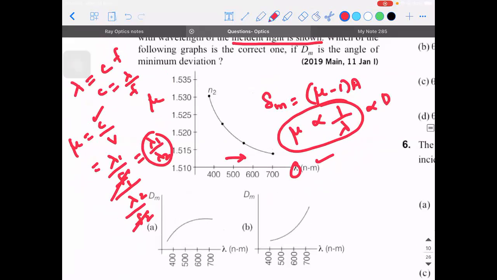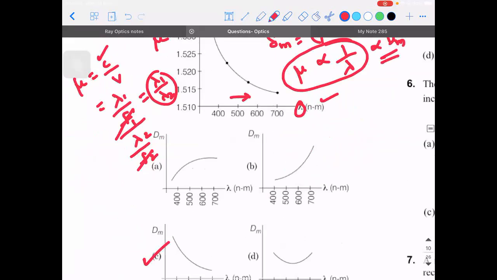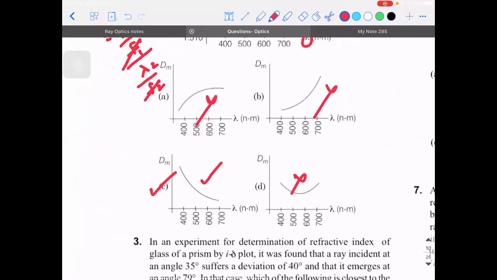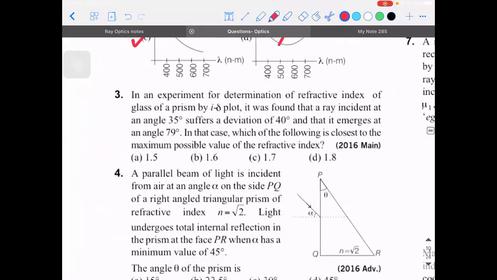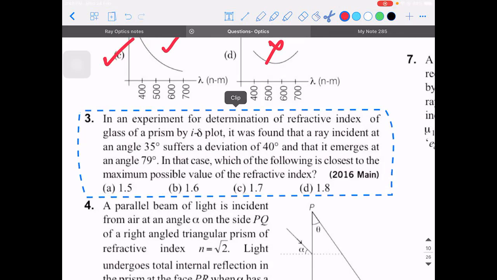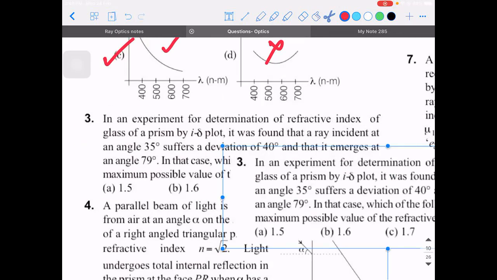So this is directly proportional to dm. So it's a rectangular hyperbola. Rejected, rejected, rejected. This is the answer. Okay. I hope you are clear, right? Yes, sir. Okay.